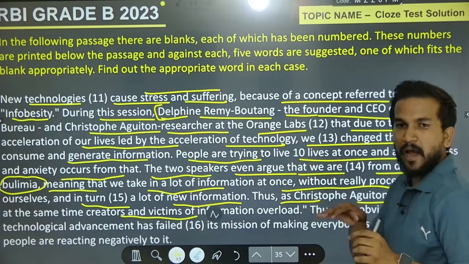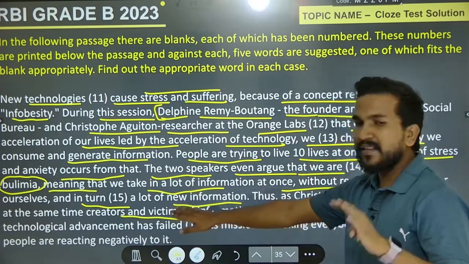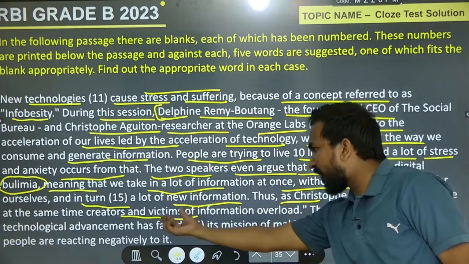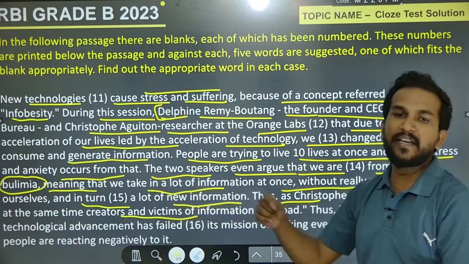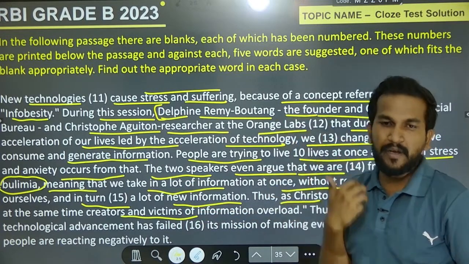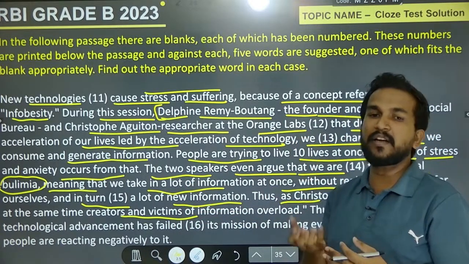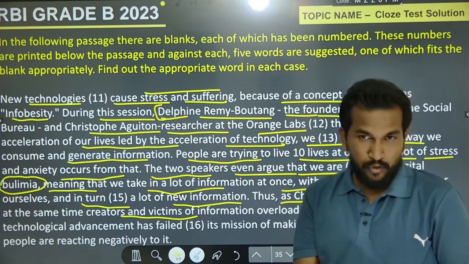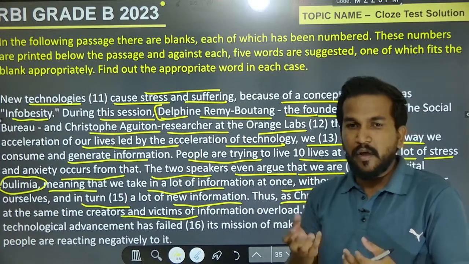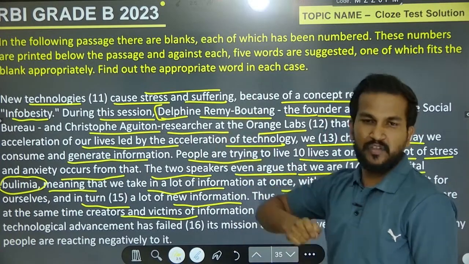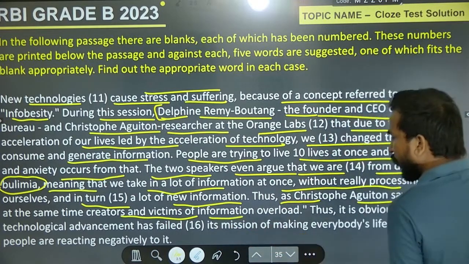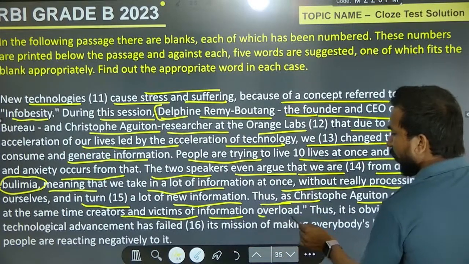Okay, we are the same. Both persons are the same. Who are they? The creators. We are creating the information, and we are consuming the information, and after consuming the information in a lot of manner, we are going to be victims also, because we have much stress, according to the burden of information overload. What we are talking about, the information overload.